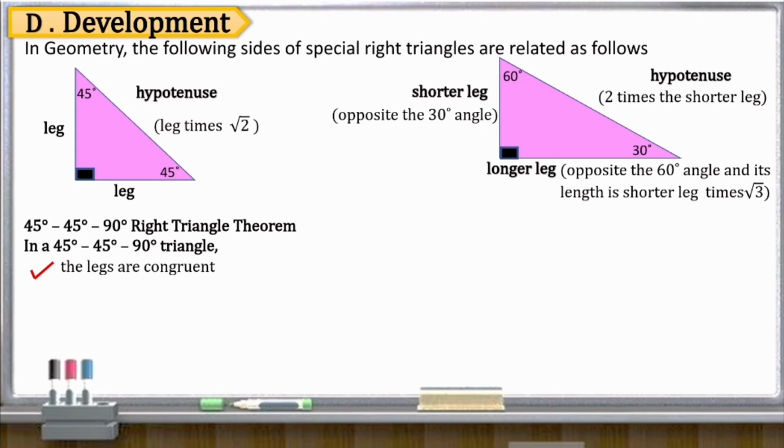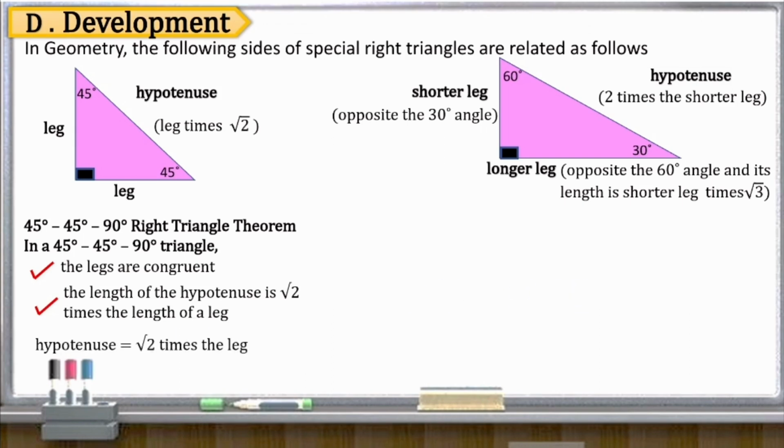And the length of the hypotenuse is square root of 2 times the length of the leg, or hypotenuse is equal to square root of 2 times the leg. Example class, kung ang leg natin ay 5, so yung hypotenuse natin ay 5 square root of 2. Kasi nga, para makuha natin class ang hypotenuse, multiply lang natin yung measure class ng leg sa square root of 2.